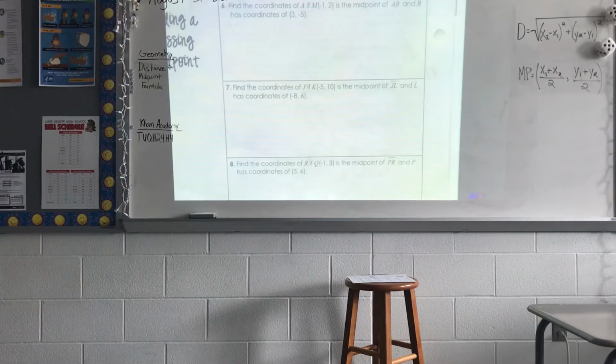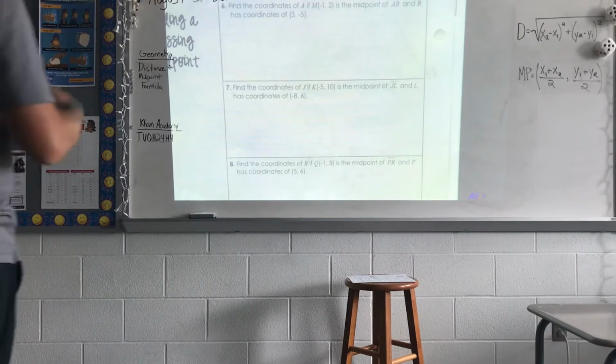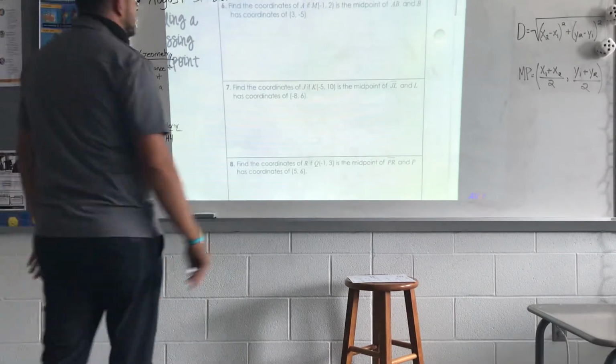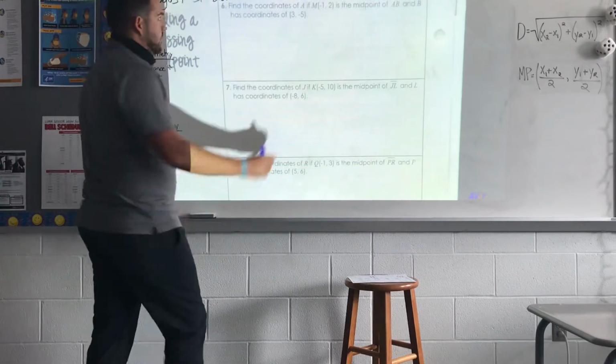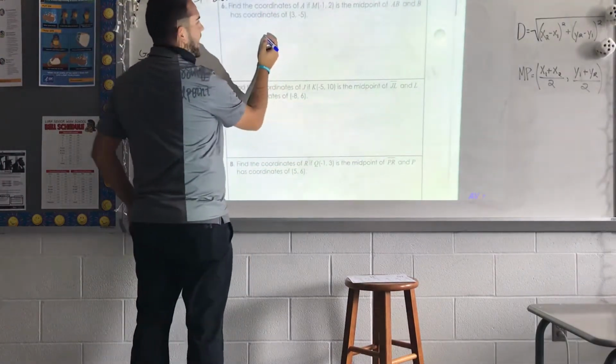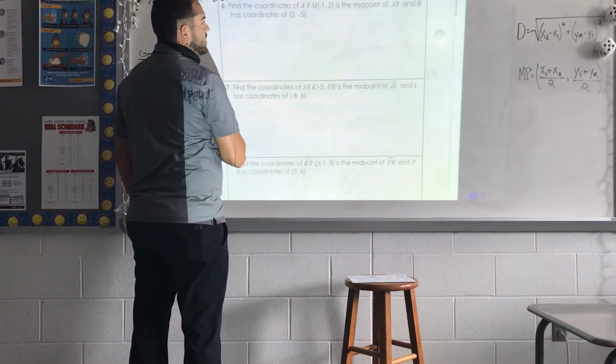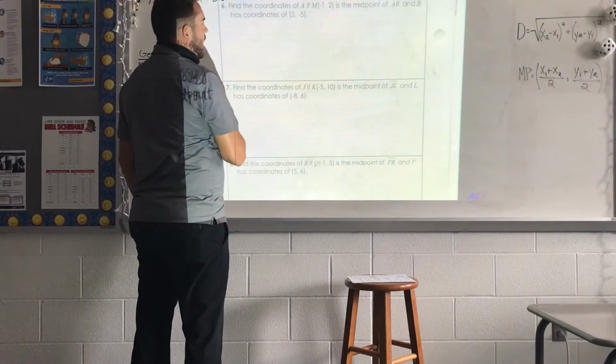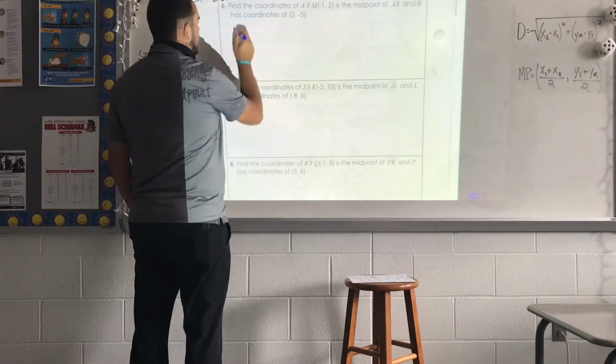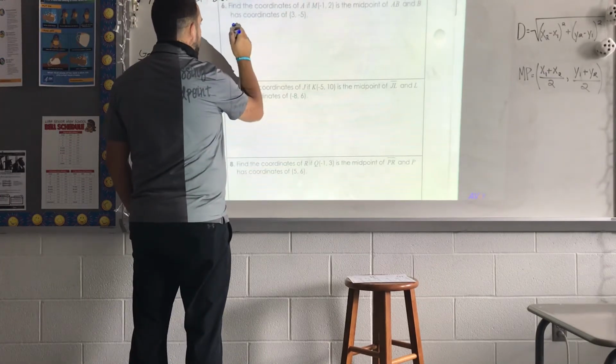All right, so it's very important in math that we read the problem to understand what they're asking us to do. So I like to always draw a picture. Okay, so it says find the coordinates of A if M is (-1, 2), the midpoint of AB, and B has the coordinates of (3, 5).